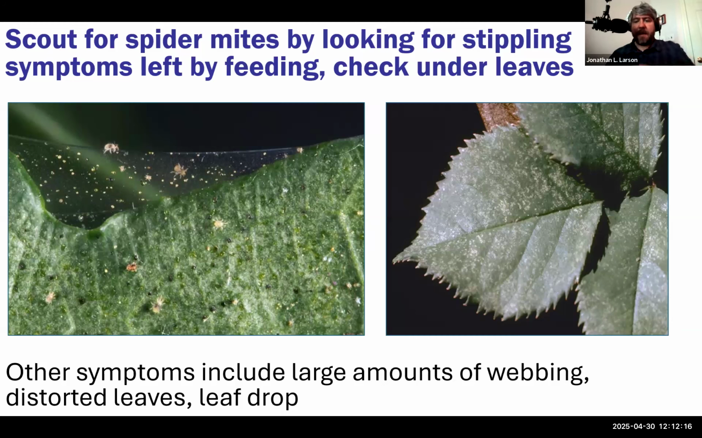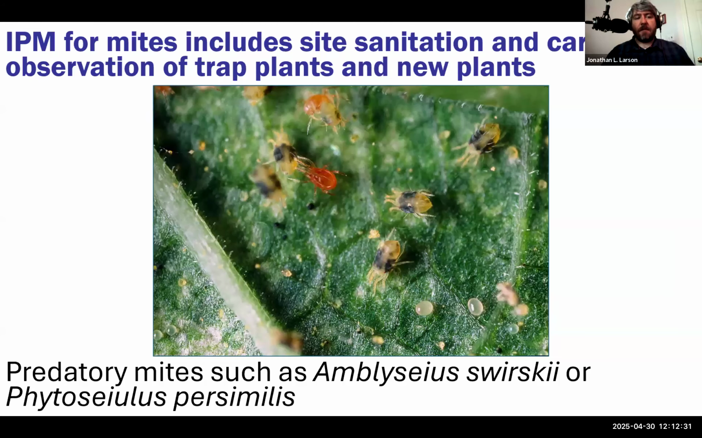Mites, as they feed, may induce this sort of staticky looking pattern on a leaf. They will do that by sucking juices out of very specific spots. You can look for web drop or leaf drop and then the distorted leaves as well. But all of that can usually add up to a spider mite problem.